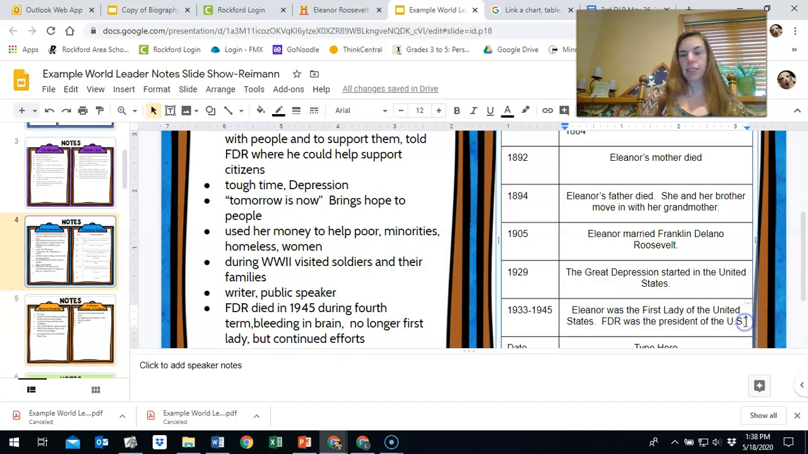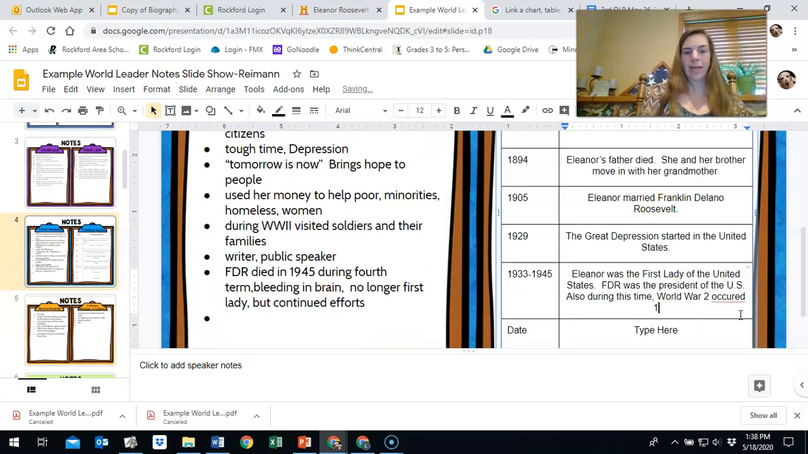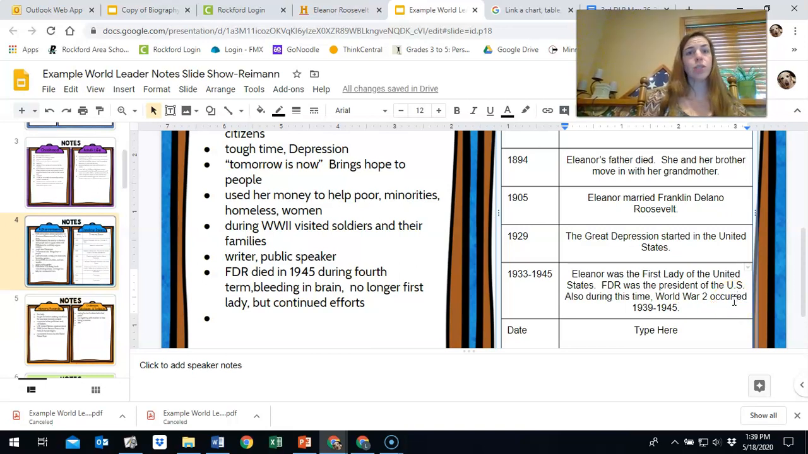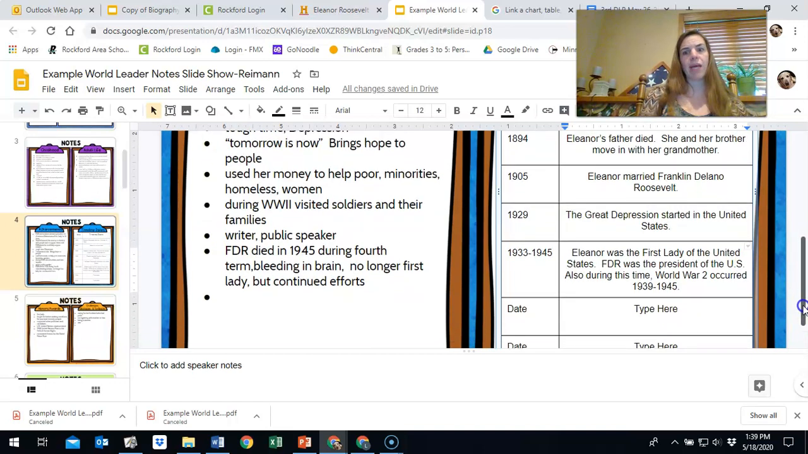And also during this time, World War II is happening. Occurred 1939 through 1945. And that is a huge event because my world leader went to visit soldiers. Her husband helped get them out of the Great Depression with his New Deal and all of these different committees that he made to help other people. So that really is a big event in their life.